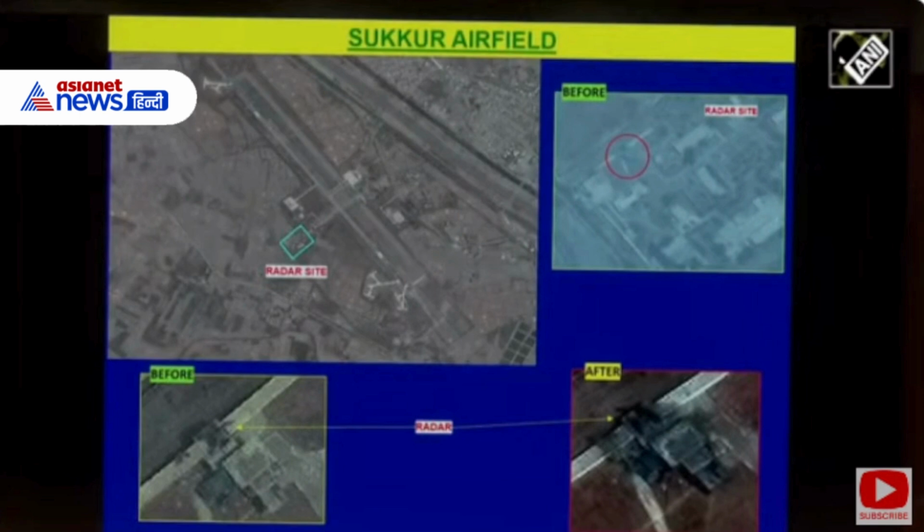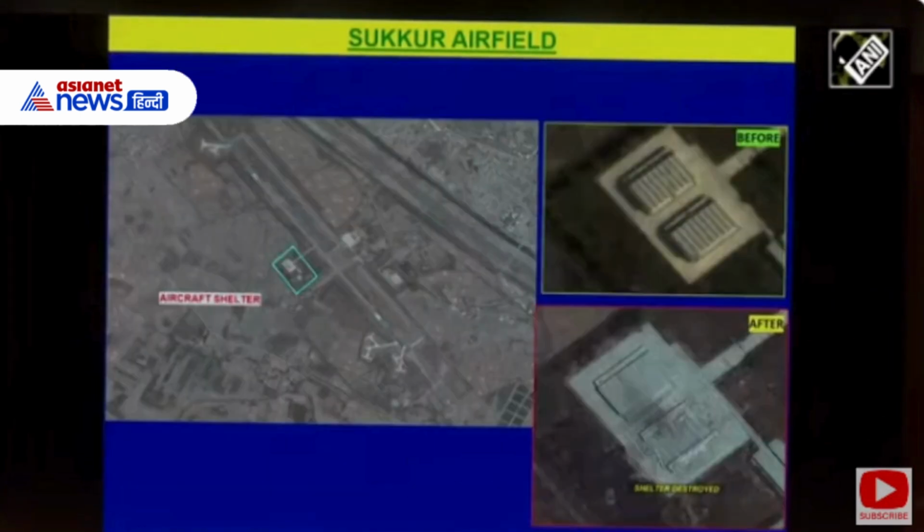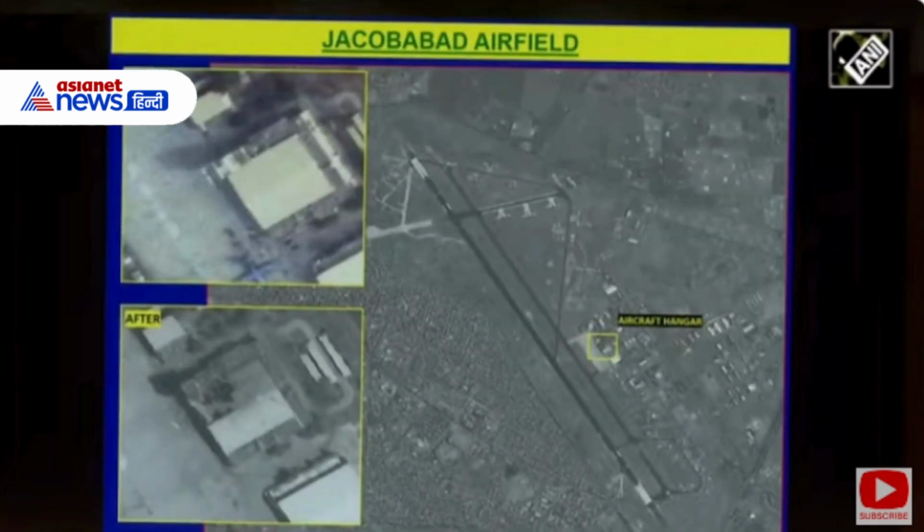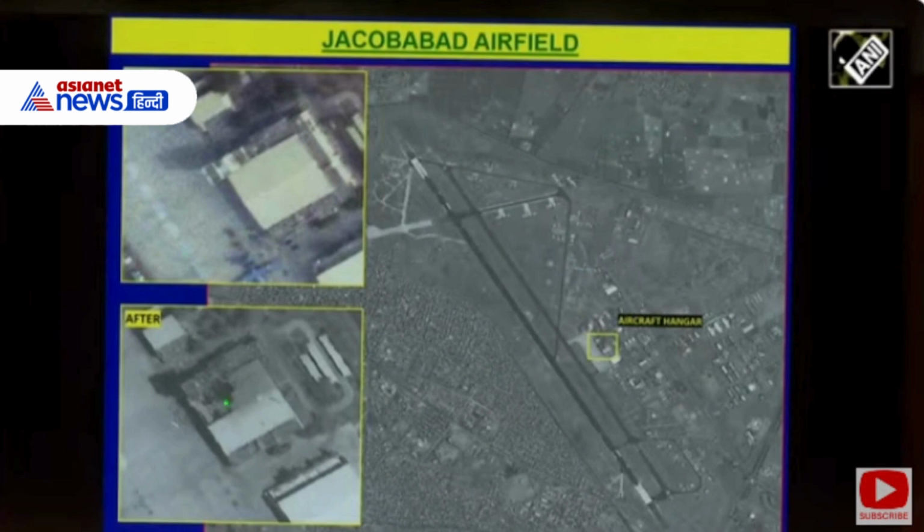Next. Sakar. We chose the radar site at Sakar. This is the radar site, and after it was struck, this is the aftermath, completely burnt out. Next, please. Aircraft shelter. This is how it looked before the strike, and this is how it looked after the strike. The roof of the buildings completely caved in and burnt. Next. Bholari airfield, aircraft hangar. This is how it looked before, and this is how it looked after the precision strike. Next. Jacobabad, aircraft hangar, and this is how it looked after.